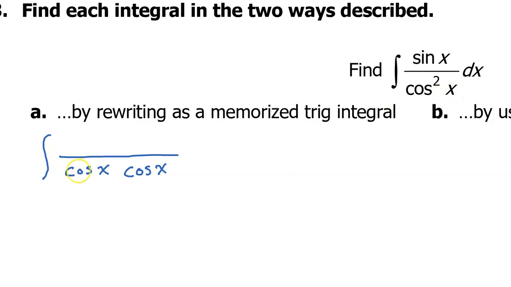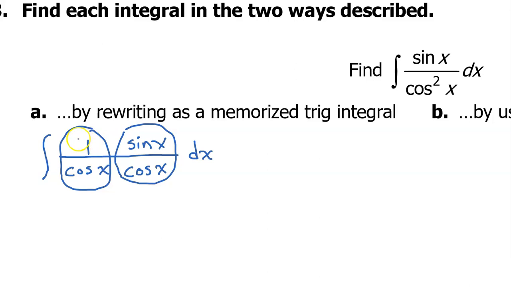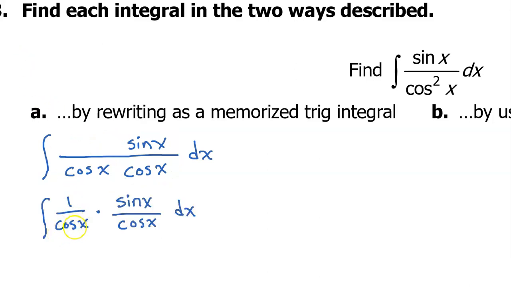Cosine squared can be rewritten as cosine x times cosine x. And then we have this sine x in the numerator. I'm going to put it right here. So let's split this apart as two separate fractions. You can see that on the right-hand side we have sine over cosine. On the left side, I'm going to rewrite this as 1 over cosine. So 1 over cosine is the same as secant. So we have the integral of secant x, and we know sine over cosine is tangent.